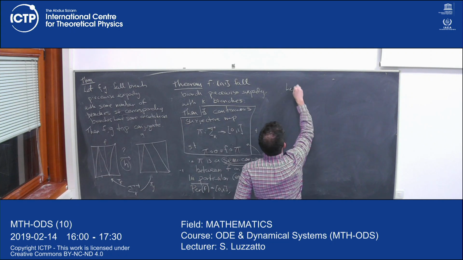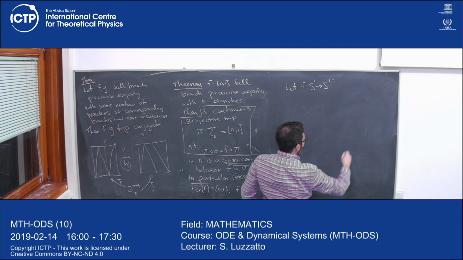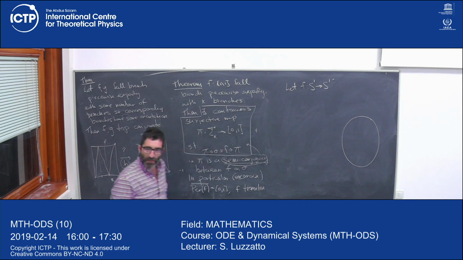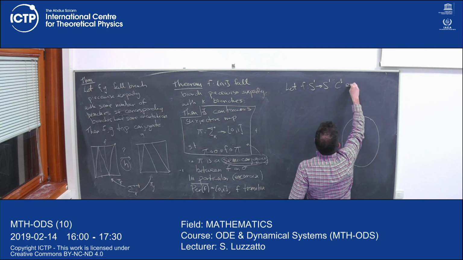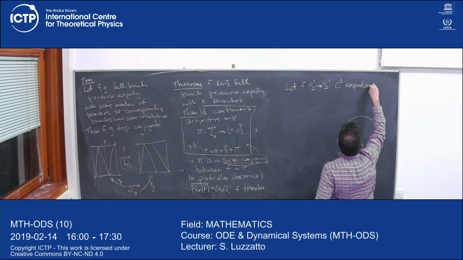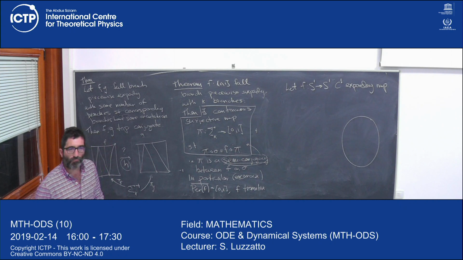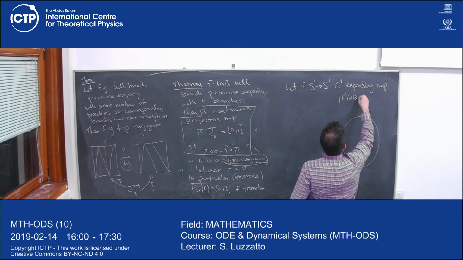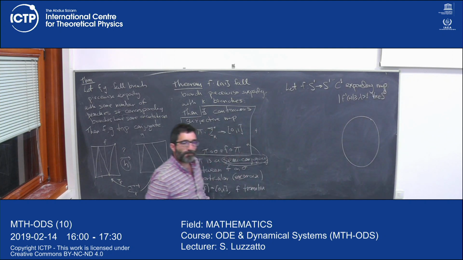So let f from S1 to S1, so I take the circle and define a map on the circle, be a C1 expanding map. Expanding means that f prime of x is greater than or equal to lambda, greater than 1, for all x in S1. The derivative is bigger than 1.